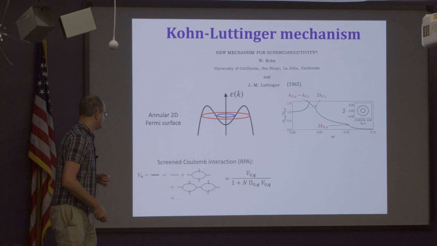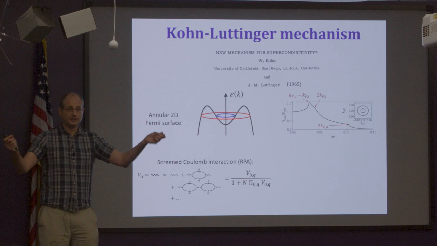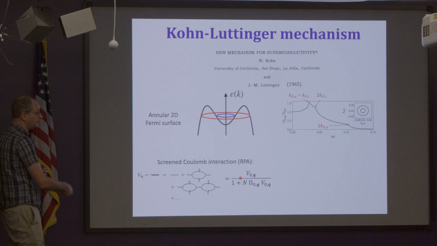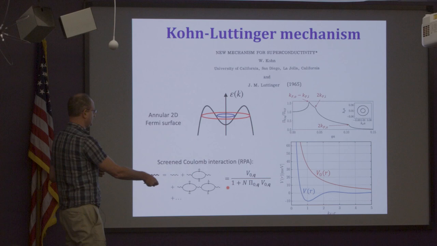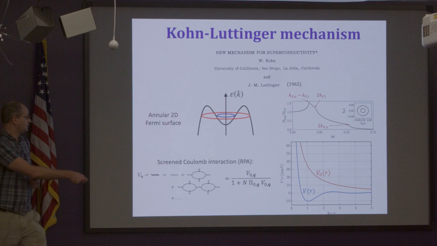If you just calculate the screened interaction within RPA between two electrons at zero frequency transfer as a function of Q, this is what it would look like. N is the number of electron flavors. And this is what it would look like in real space. This is the bare interaction, just 1 over R, and this is the screened interaction. You see these wiggles. These wiggles come from all this momentum structure.